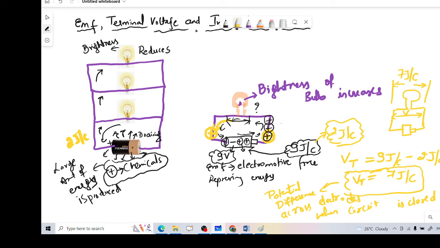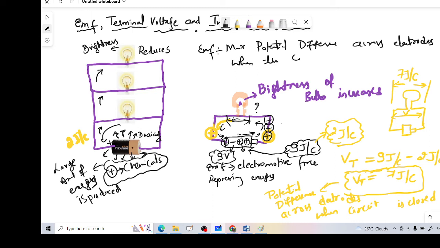So now what is EMF? This EMF is nothing but the maximum potential difference across the electrodes when the circuit is open. So EMF is always greater than the terminal voltage.